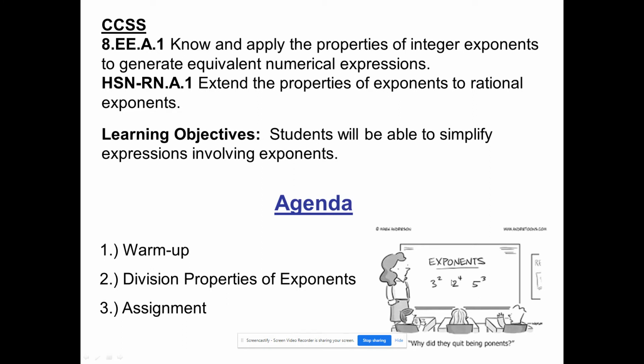Okay, and I thought this was funny. They're exponents. So the student asked, why did they quit being opponents? Huh? All right.